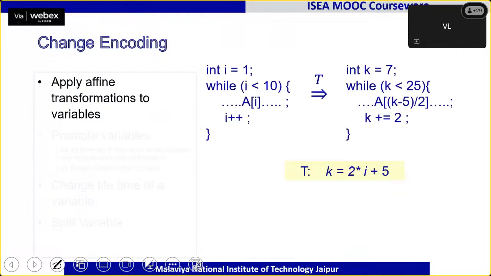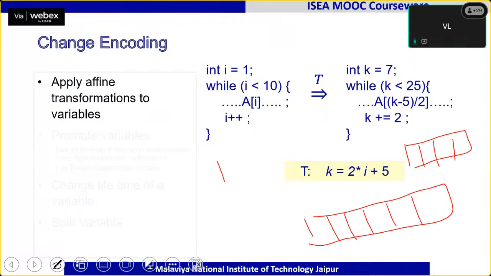So in this particular case, we are changing the encoding. How are we changing the encoding? Here we are taking an array. The index is starting from 1 onwards. Again, we are doing the same thing, using an array. But here the size of the array is 25. We know that we are not going to use the entire 25 locations of the array. We are going to use only certain locations, and these correspond to the same locations here.